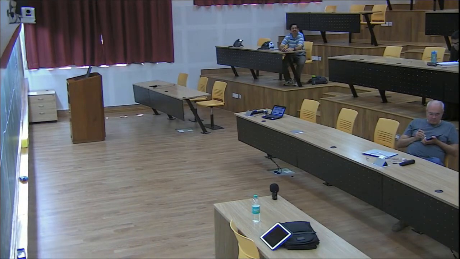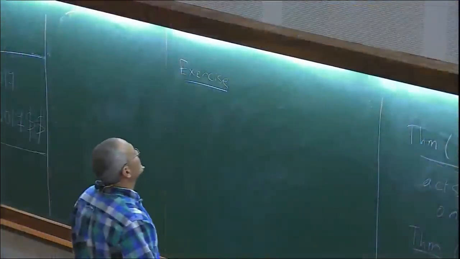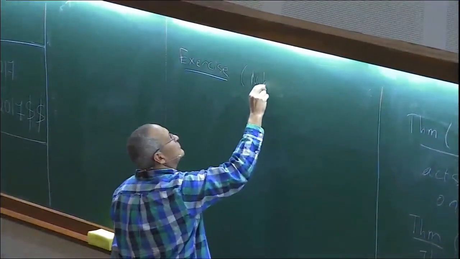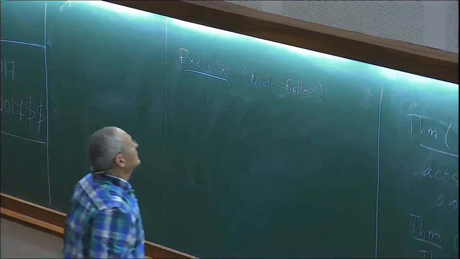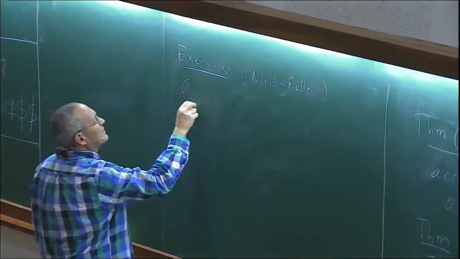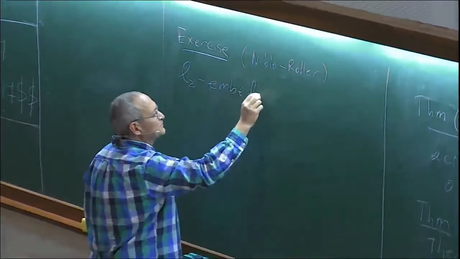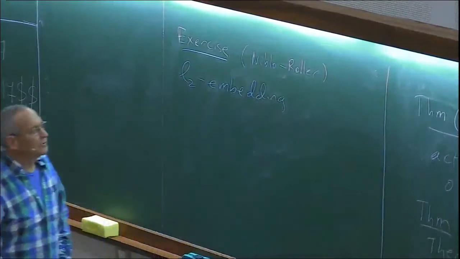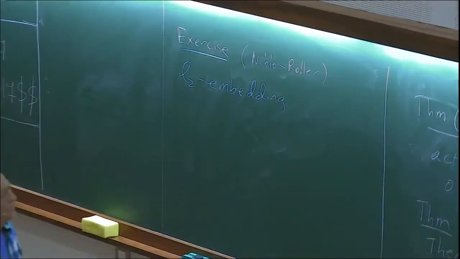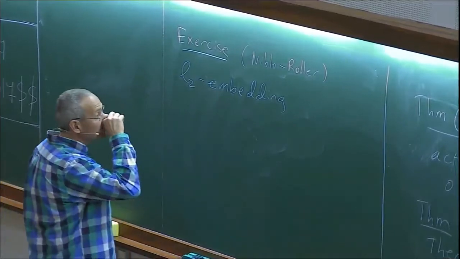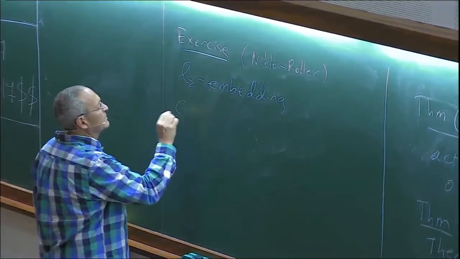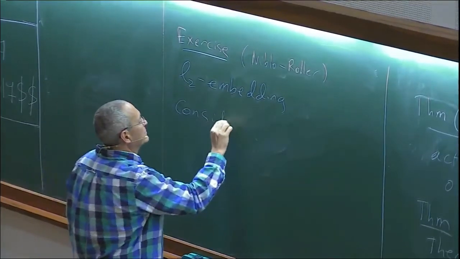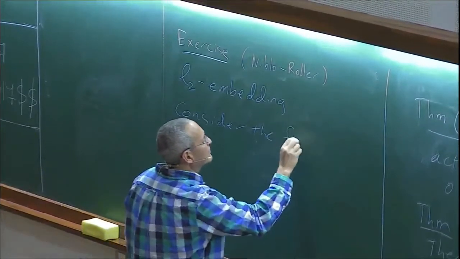So here's one more thing that has to do with this, just using these separation ideas. If you want to look up the answers to this, you can look up this paper. So this is L2 embedding. So you can embed a CAT(0) cube complex into Hilbert space. So the idea is this. Consider the following map.